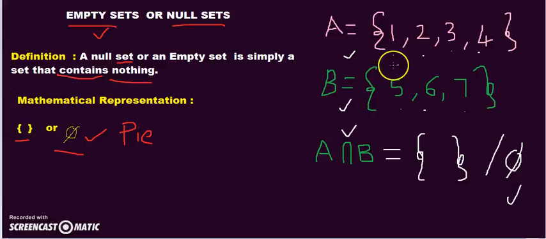So if we have set A and set B, and we have no common element in A and B, then we can represent that set as a null set. So a simple definition: an empty set or a null set is known as a set. Any elements you put between open and closed brackets is called a set. If there is no element in the open and closed brackets, that means it is an empty set or a null set. This is a simple example for defining a null set.